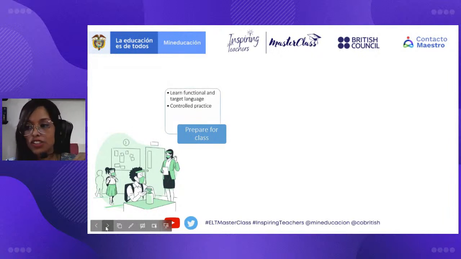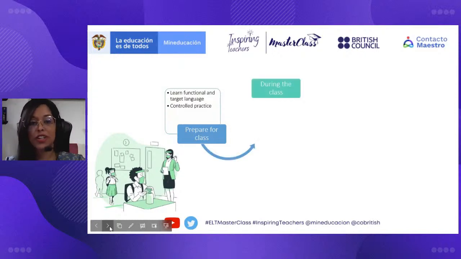And in this stage, the objective is to make sure that our students can first learn the functional and target language. It could be from our episode or from our segment. Second, that they have the opportunity to do controlled practice exercises. In these controlled practice exercises, you can easily use the student's learning guide. And with the student's learning guide, you can get them to understand the different dialogues, practice the different language, and come prepared to your class.